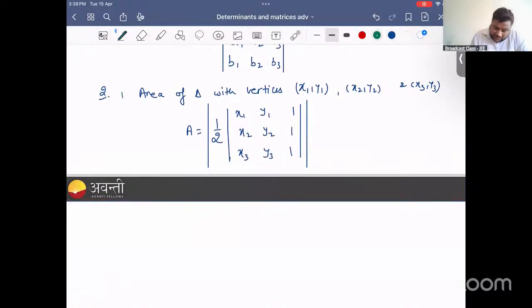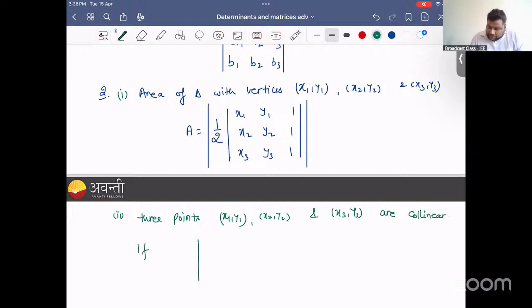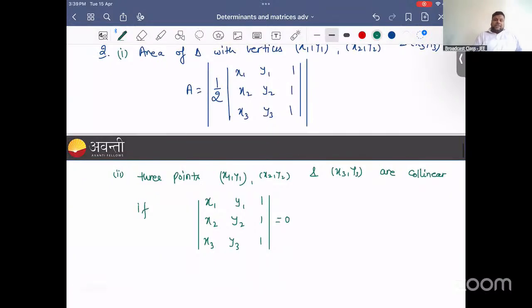Or in this case, we also show that 3 points x1, y1, x2, y2, and x3, y3 are collinear if area of the triangle made by them is 0. Means determinant x1, y1, 1, x2, y2, 1, x3, y3, 1 goes 0. Tell me, is it okay?